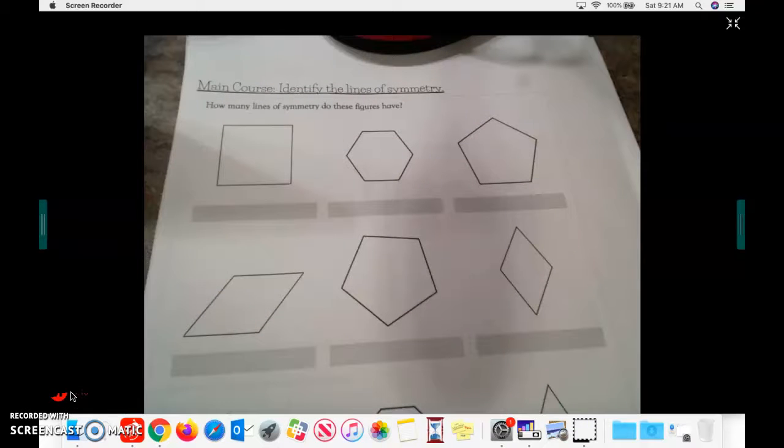Today's main course, let me move this up a little bit so you can see the top, is identify the lines of symmetry. How many lines of symmetry do these figures have?